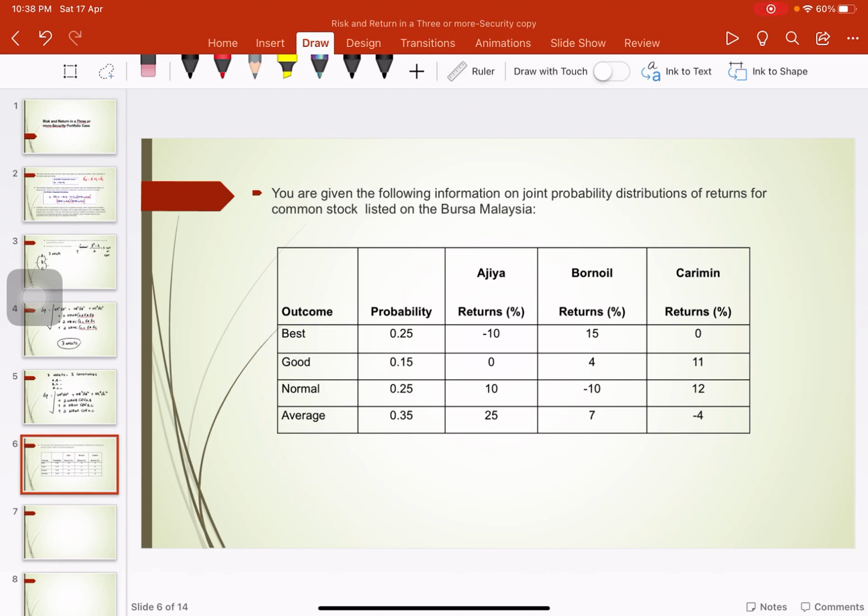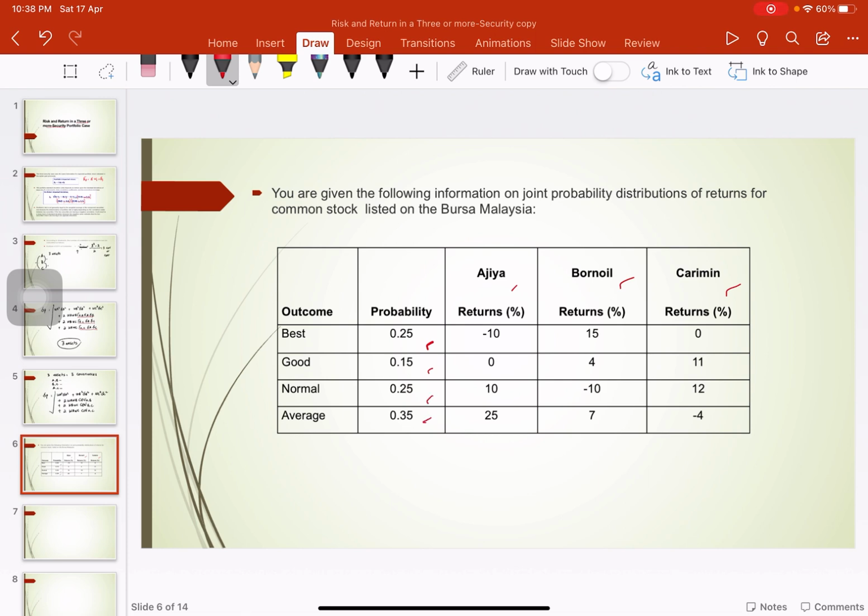Okay, we're back again. So in this video, we are going to try to answer the question of the three assets portfolio. You are given the following information on joint probability distributions of returns for common stock listed on the Bursa Malaysia. We have here Ajia, Bonoy and Karimin. Given the probability, ada 4 probability kat sini. So we are just going to follow all the probability here.